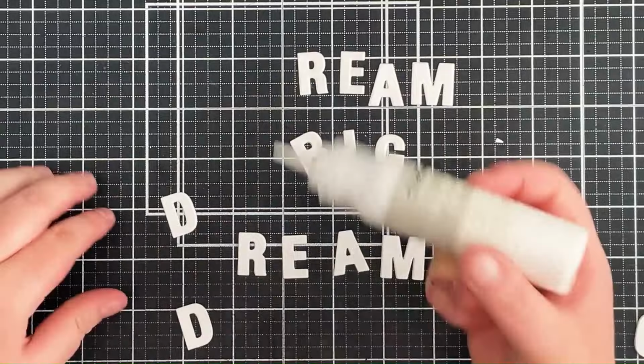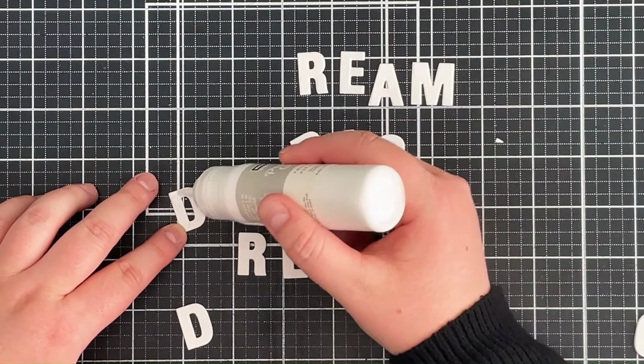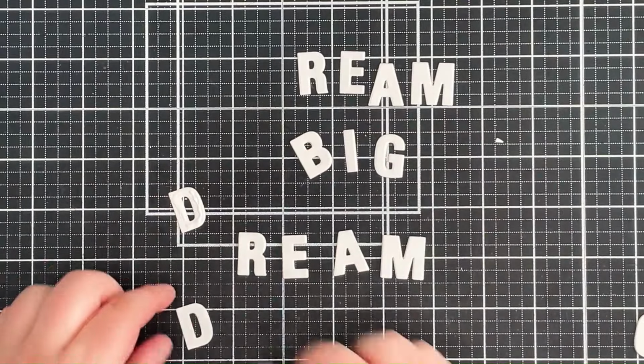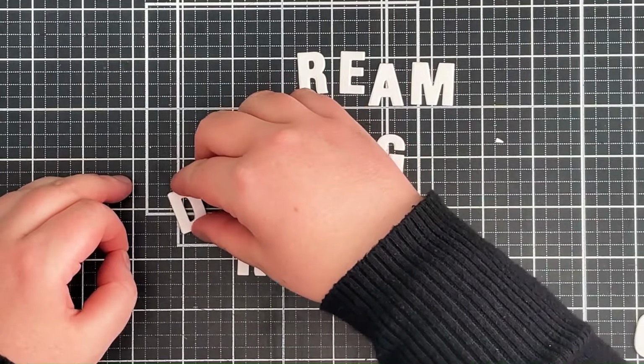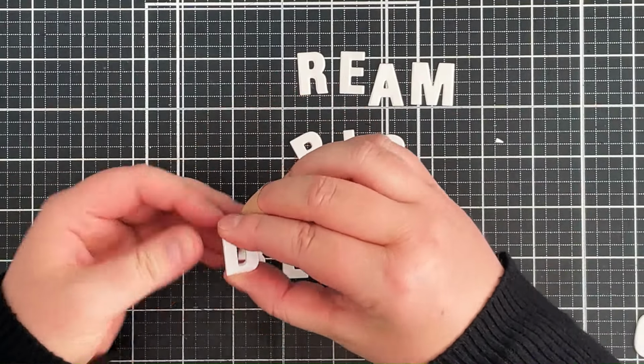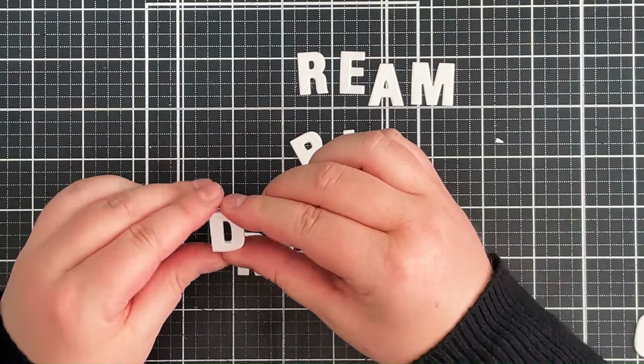And just to save time on the video, I've already adhered them one on top of each other. So I've got a really nice thick letter here. And like I say, because all that's on the card is just the sentiment and the background, I wanted to make sure that these really stood out, so they're nice and thick, and I do find that it really does make a difference.